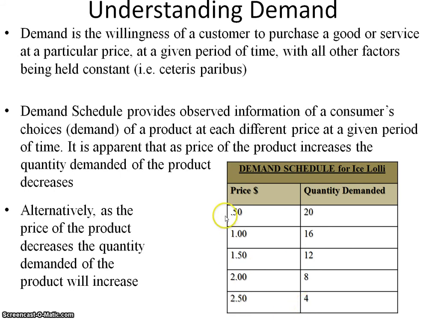What we observe, therefore, is that as the price increases from 50 cents to $2.50, the quantity demanded fell from 20 to 4. We can therefore make a statement that the relationship that exists between the price of a product and the quantity demanded of a product is inverse, meaning as the price increases, the quantity demanded decreases. But if the price were to decrease from $2.50 to 50 cents, the quantity demanded increases. So that's what we mean by an inverse relationship. As one variable, price, goes one way, the other variable goes in the opposite direction. So as price increases, quantity demanded decreases, but if price were to decrease, quantity demanded would increase.